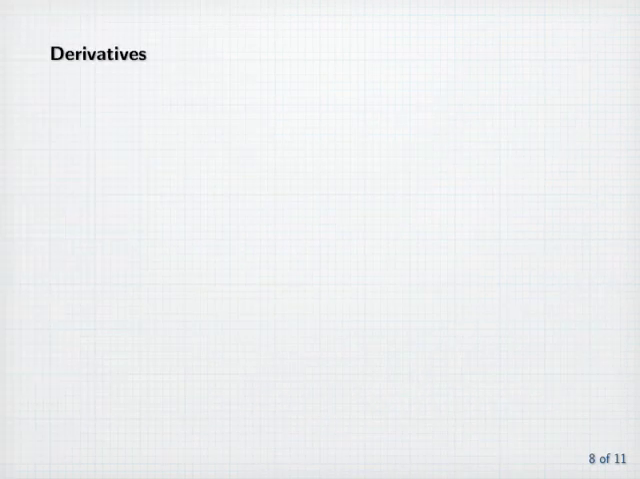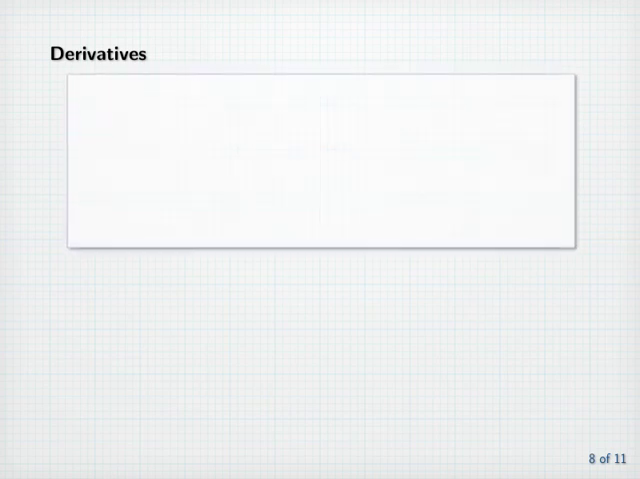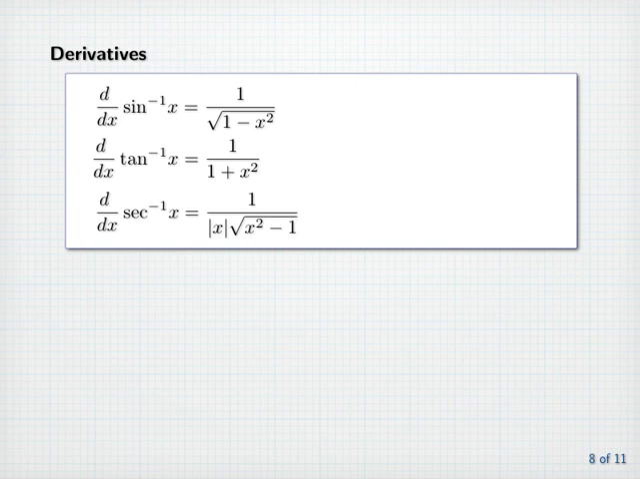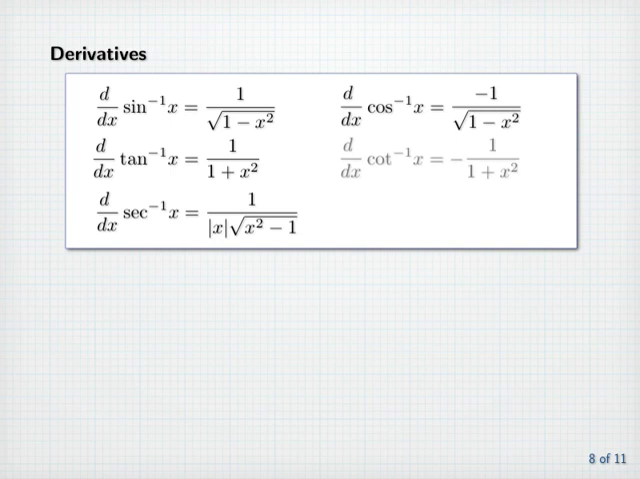Now let's make a table showing derivative formulas for all 6 inverse trig functions before doing a few example computations. The derivative of inverse sine of x equals 1 over the square root of 1 minus x squared. The derivative of inverse tangent of x equals 1 over 1 plus x squared. And the derivative of inverse secant of x is 1 over absolute value of x times the square root of x squared minus 1. Derivatives of the corresponding inverse cofunctions are all negatives of these 3.